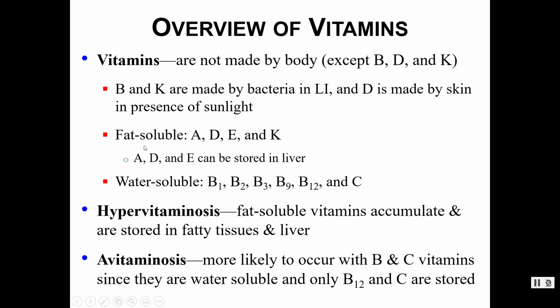We have talked about both fat-soluble and water-soluble categories. A, D, E, and K are fat solubles. A, D, and E can be stored in the liver. Water solubles are the different types of B vitamins, and you can see we have quite a few, and then little old vitamin C.